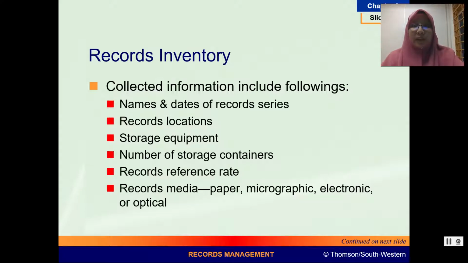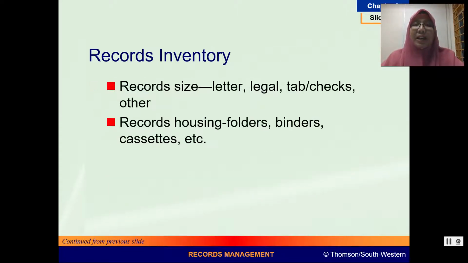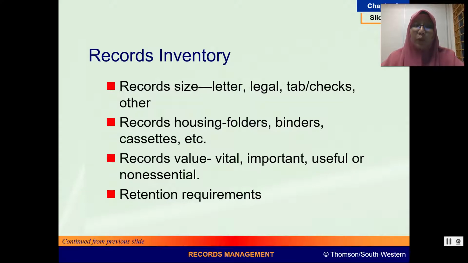So the collected information includes the following. For example, names and dates of the record series, the record's location, storage equipment, number of storage containers, records reference rate, and also the records media, which include paper, micrographic, electronic, or optical. And then for the records inventory, you need to know that it depends on the record size, whether it is in the form of letter size, legal size, type and checks, and others. And then you need to know the records housing, for example, folders, binders, cassettes, etc.